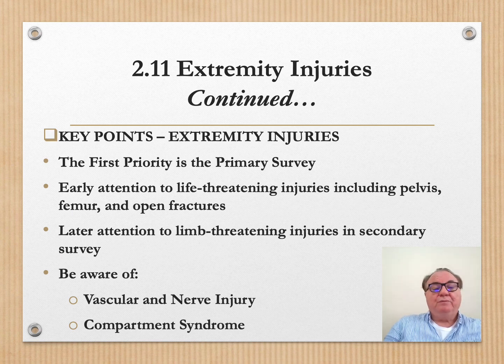Extremity injuries. The first priority is primary survey. Early attention to life-threatening injuries, including pelvis, femur, and open fractures, is necessary to control hemorrhage. Later attention to limb-threatening injuries is part of the secondary survey. Beware of vascular and nerve injuries and compartment syndrome.